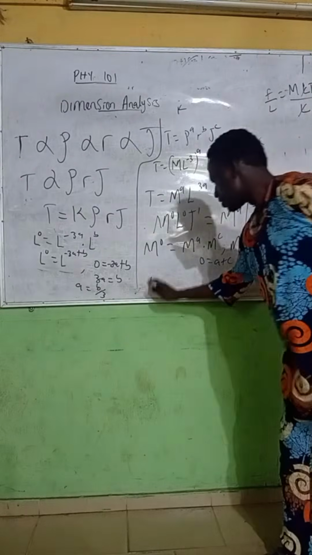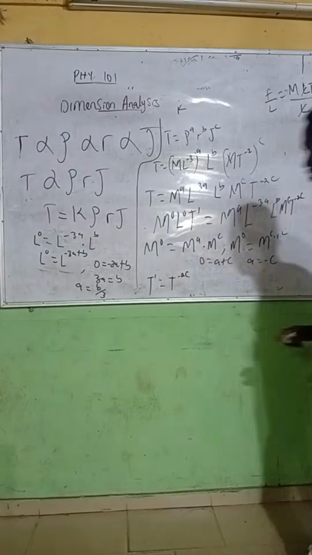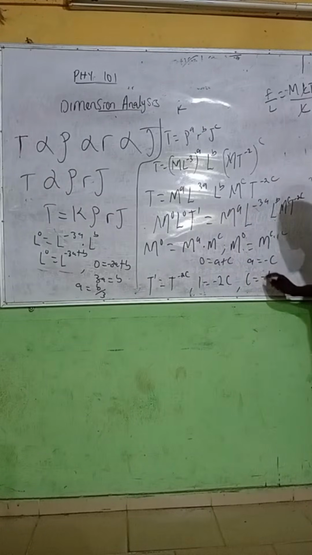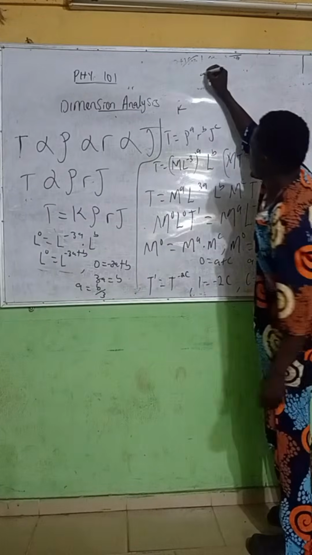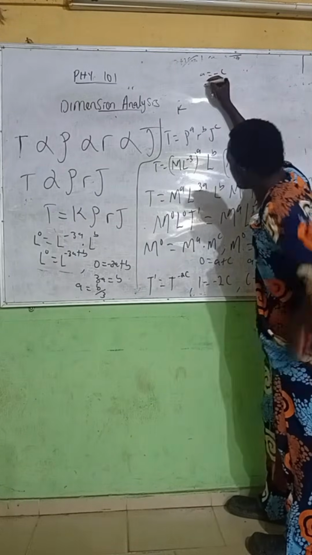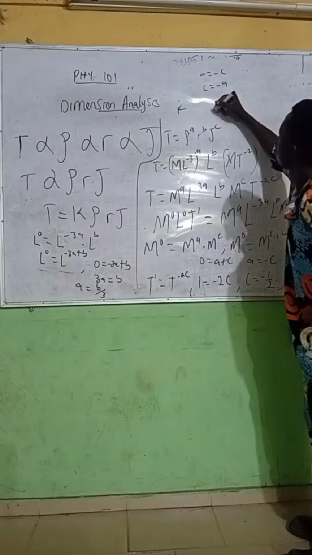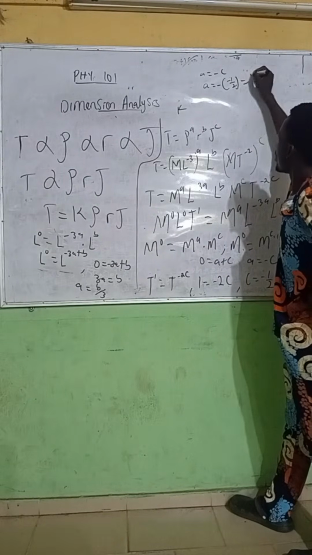Now, the last one. T raised power 1 equals to T raised power minus 2C. So 1 equals to minus 2C. So C equals to minus 1 over 2. So here now we have C is minus 1 over 2. That means A is 1 over 2. Sorry, if A equals to minus C, that means C equals to minus A. Yes. A equals to minus C. So A equals to 1 over 2.